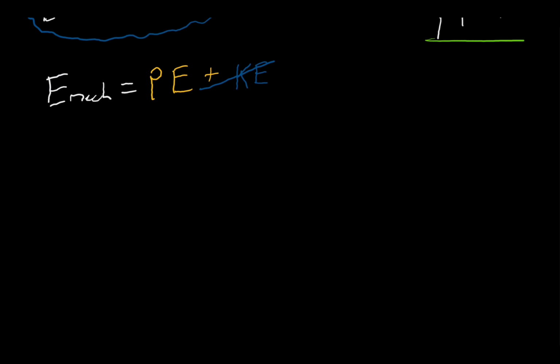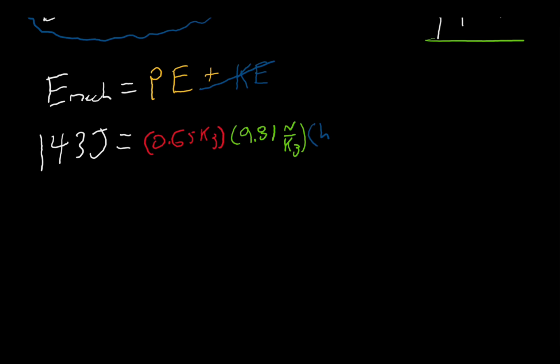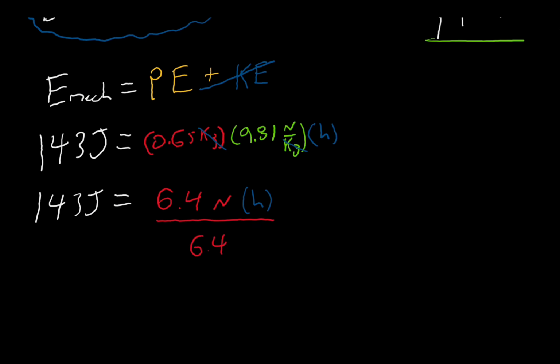Now, inputting the mechanical energy of 143 joules from earlier, as well as the mass of 0.65 kilograms times the gravity of 9.81 newtons per kilogram multiplied by the height. And now multiplying the mass and gravity together with kilograms canceling out, this equals about 6.4 newtons. And now dividing 6.4 newtons from both sides, we isolate for the height. And for our final answer, rounding to two significant digits, the ball reaches a max height of 22 meters.